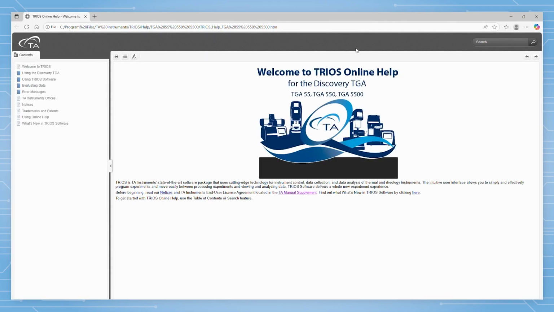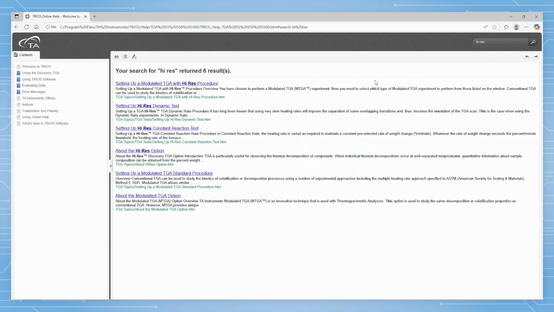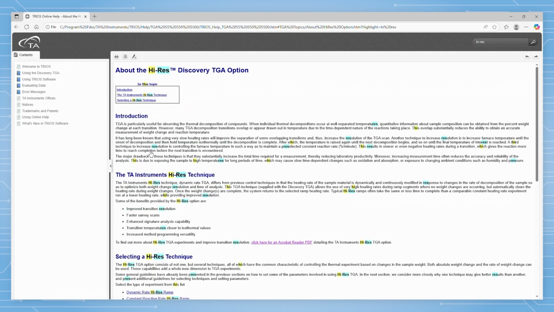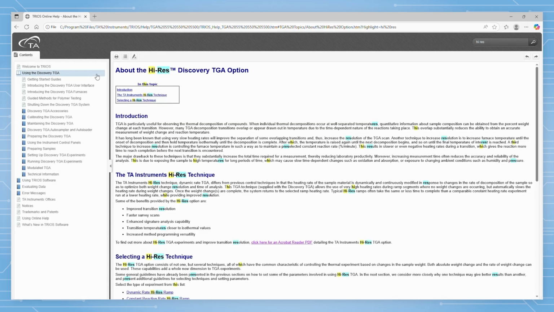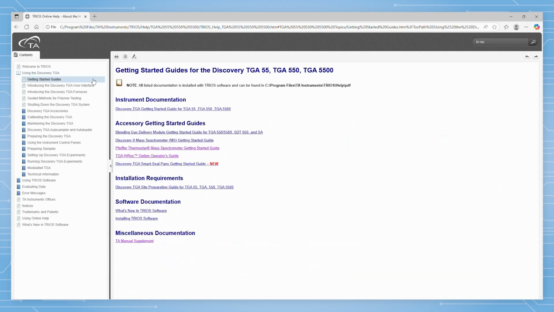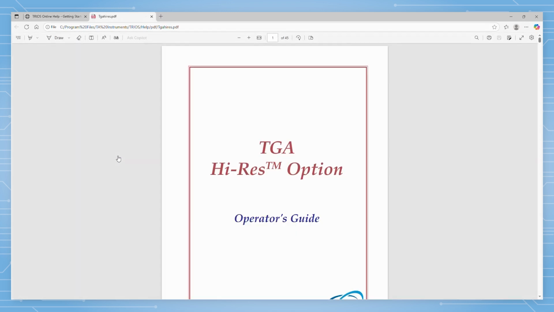By clicking the Help button in the Experiment tab of your TRIOS software, you are brought to the TRIOS help files. From there, you can search for information on many topics related to your instrument, including Hi-Res. In addition, a PDF guide can be found by navigating in the left panel of the Help. Click Using the Discovery TGA, and then Getting Started Guides. There, you will find the TGA Hi-Res option Operator's Guide, which has detailed information about the parameters of Hi-Res TGA.